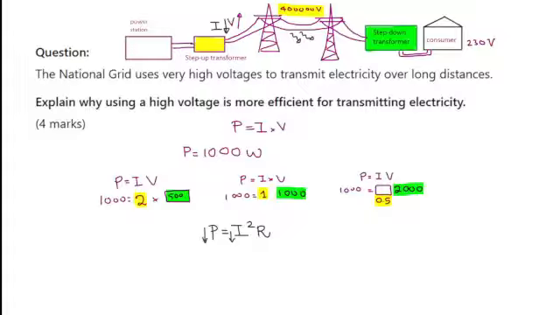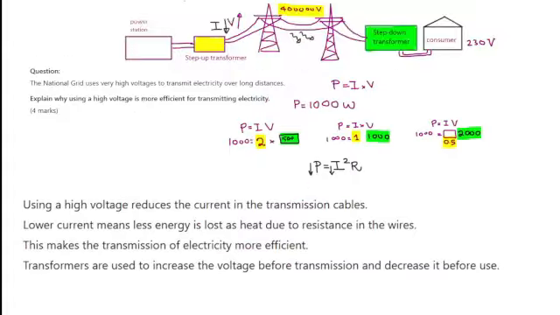So let's put this into a nice answer now. So here's how you can put this into words. Using a high voltage reduces the current in the transmission cables. That's the first point about this. Next one: lower current means less energy is lost as heat due to resistance in the wires.